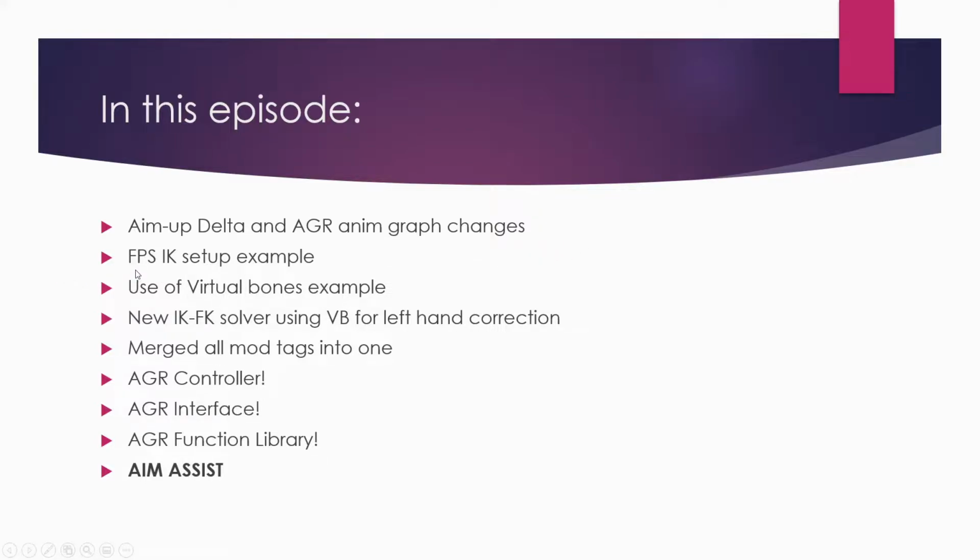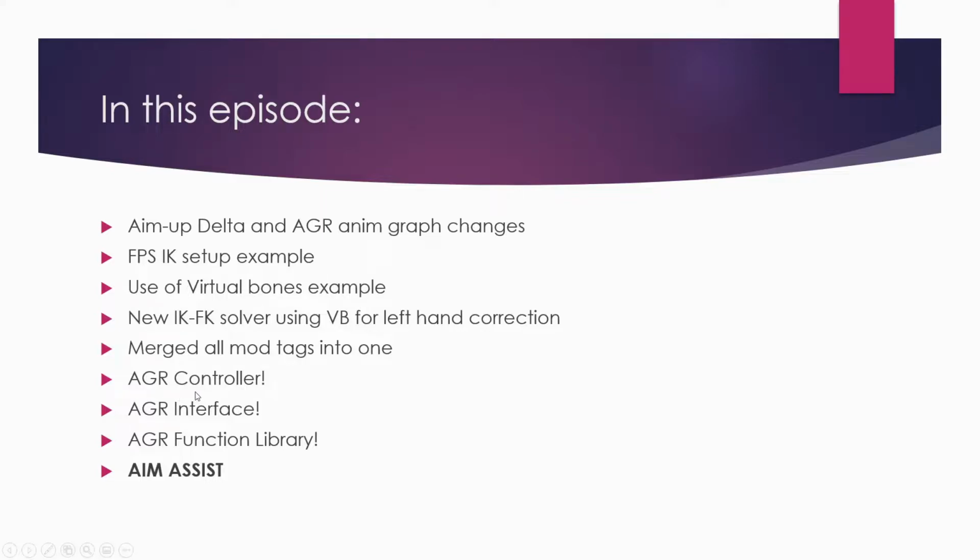I've prepared great changes to the FPS IK setup and examples, and we are using virtual bones for this example and a new solver. The new solver is IK FK based, and it's using virtual bones for the left hand correction right now. In 4.26 I will be improving on that, and I'll be using the full body solver that is being shipped as experimental with the next engine version. We also are merging modification tags from multiple components into one, and done some general changes to the Anim graph.